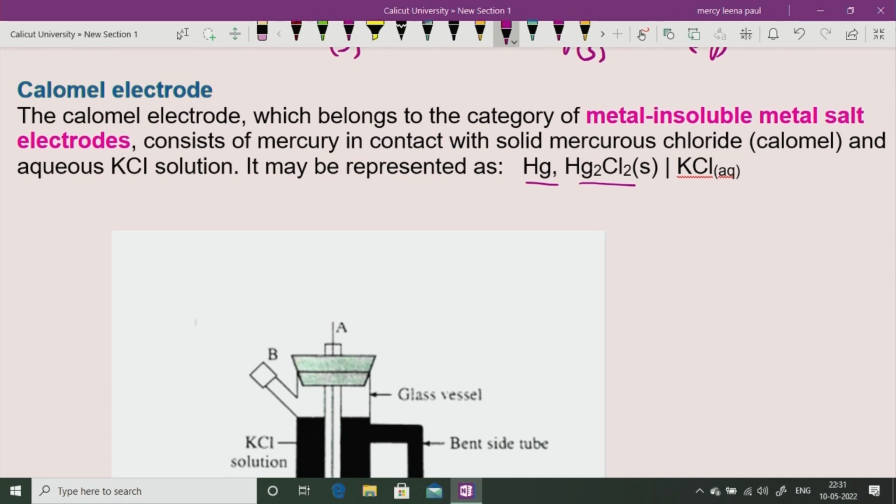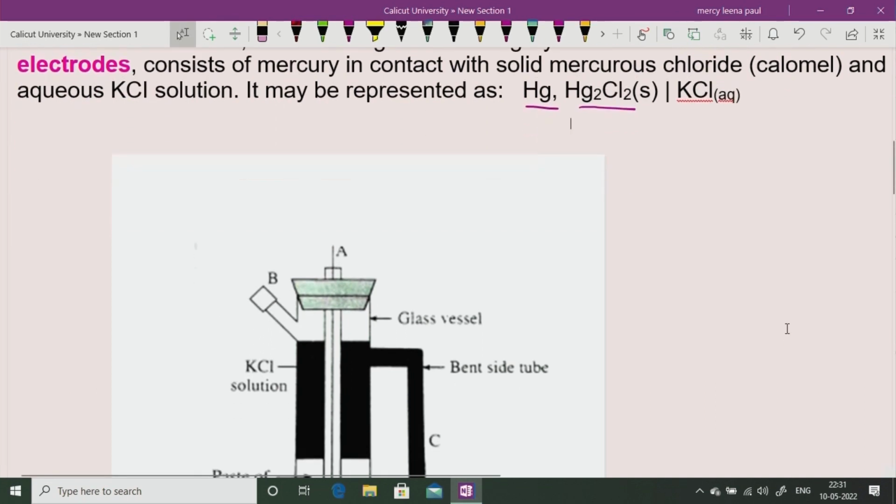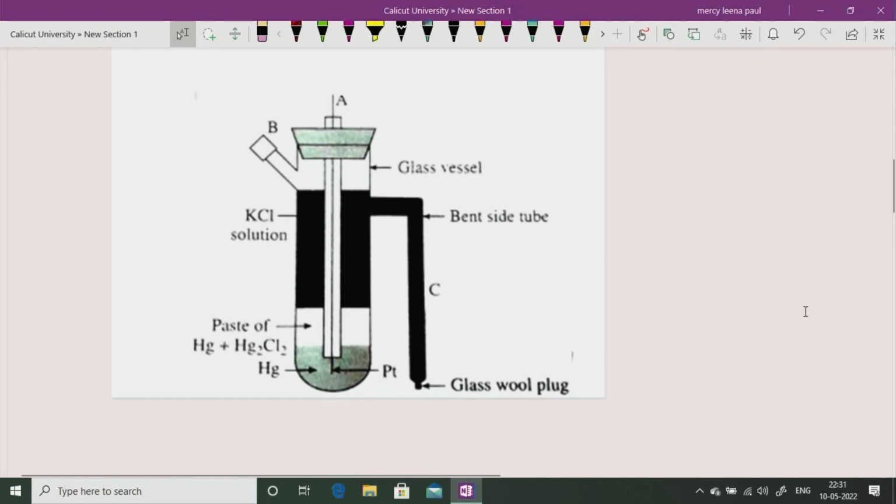A schematic picture of the calomel electrode is shown below. See, it contains a glass tube which contains mercury at the bottom. So, the glass tube is filled with mercury at the bottom. It has two side tubes, one side tube which is bent at a right angle and has a jet type tip, and it is plugged with glass wool.